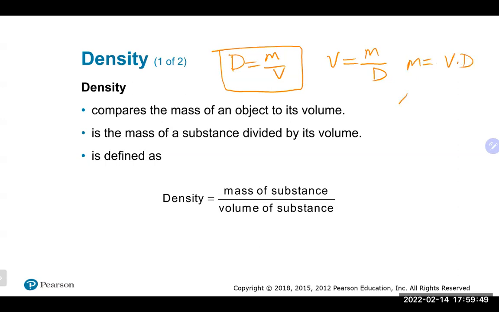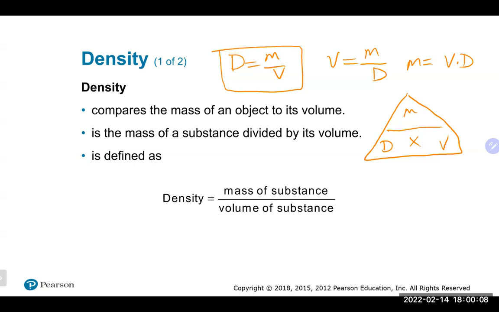Sometimes people remember this by the DMV triangle. Everybody loves the DMV, right? Unless you have to go there. So density is mass over volume, volume is mass over density, and mass is density times volume. That's how sometimes people remember it.